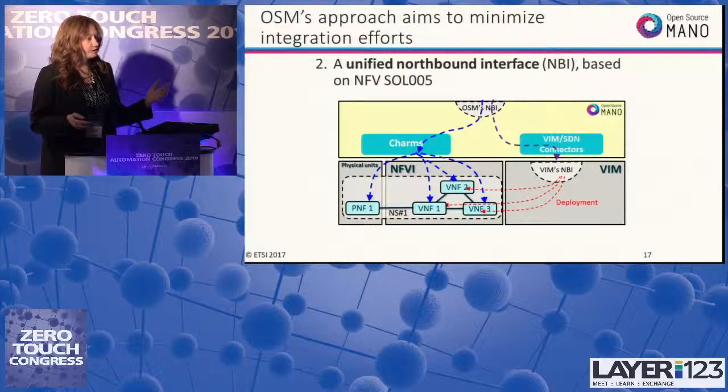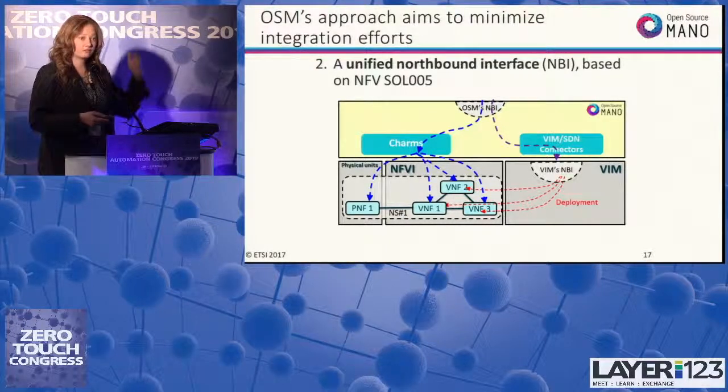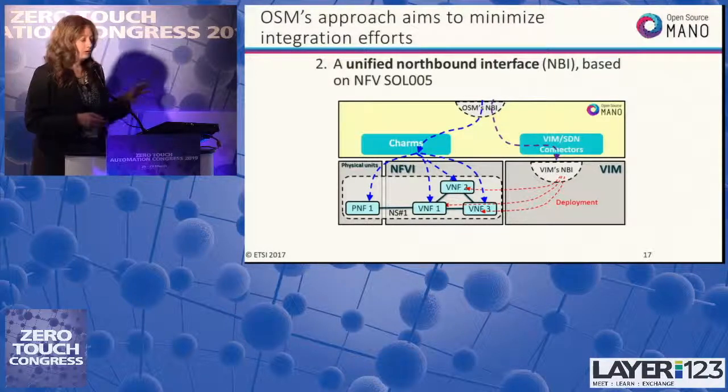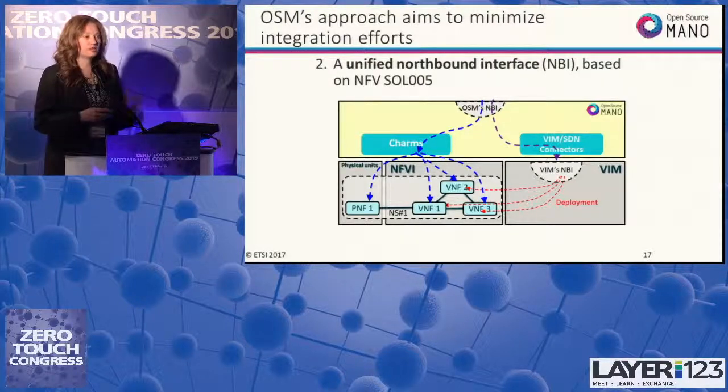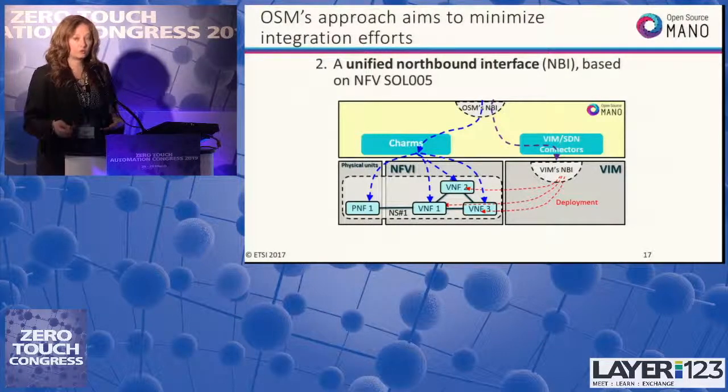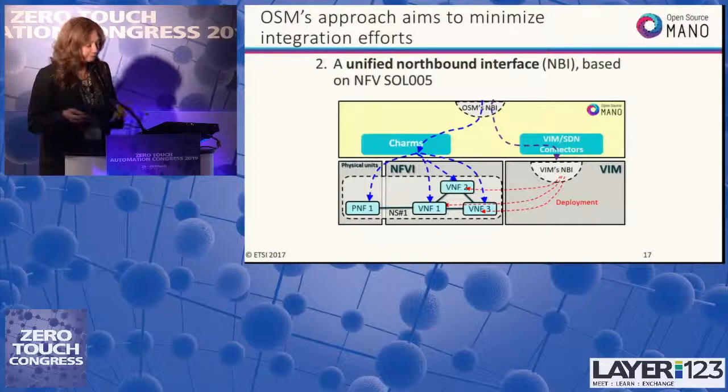We unified the northbound interface as of release 4 into a SOL 005 compliant northbound interface, and so this was very key for us in release 4. Being able to have a standardized way to interact with OSM and being able to predictably define how that interaction is going to work, being able to reuse models because it's a standardized northbound API was very important to us.